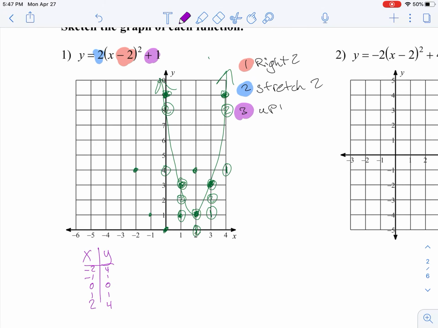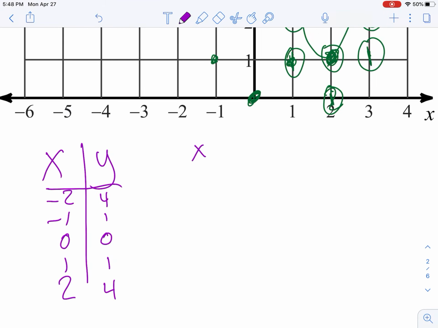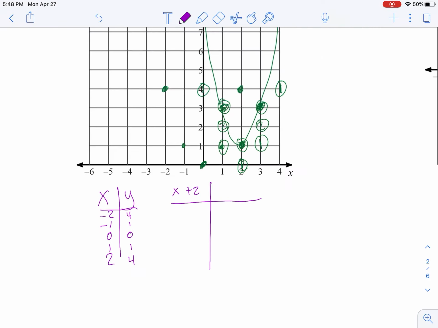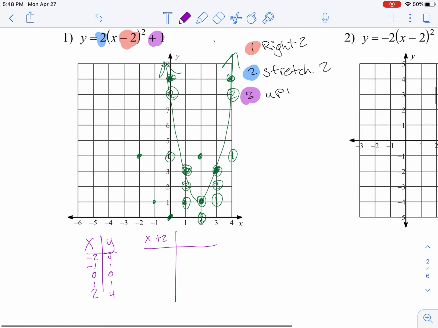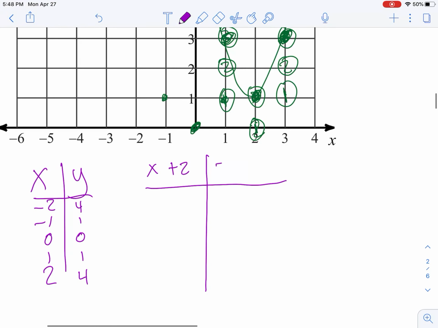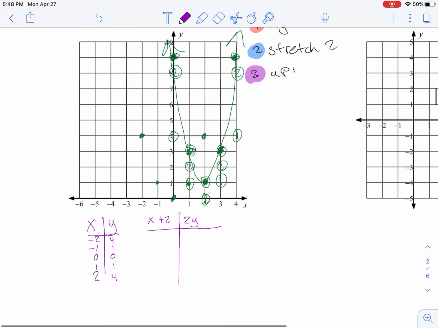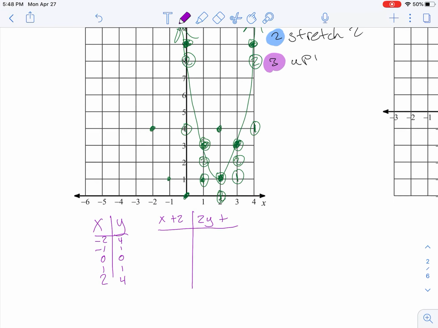Okay. My right 2 is affecting my x. Everything else is affecting my y. So my x value is going to be x plus 2 because it's moving right 2. My y value is being stretched by 2, so that's multiplying 2 times y. And that's moving up 1, so I'm adding 1.